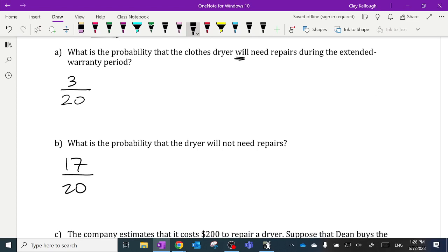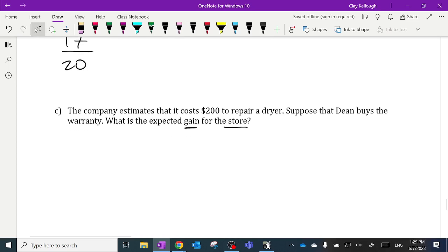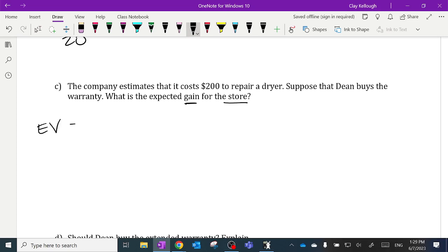And now, let's say that the average cost to repair the dryer is $200. Obviously, some service calls would be cheaper, some would be more expensive. Let's think that's probably an average. So the company estimates it costs $200 to repair the dryer, and Dean buys the warranty. What's the expected value on that warranty? What's the gain? And again, this time we're not like the last lesson. We're not doing this from Dean's perspective. From the perspective of the store, is this good business for them? So what's a win for the store? A win for the store is that their product doesn't break down, and I get to keep Dean's money and don't have to go out and fix his dryer, right?